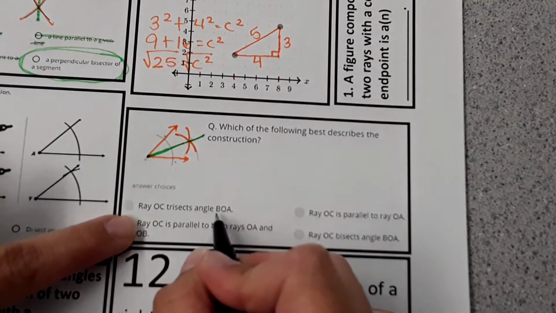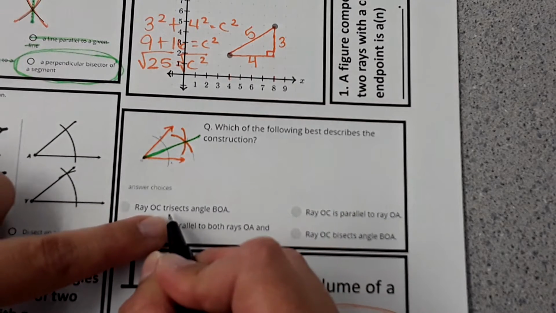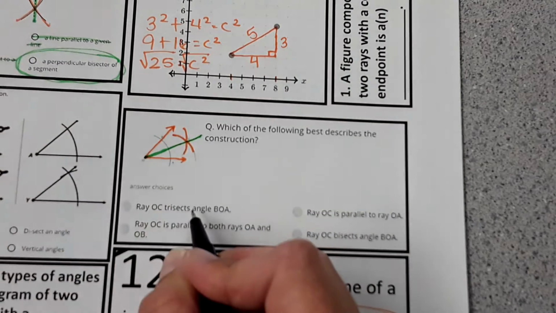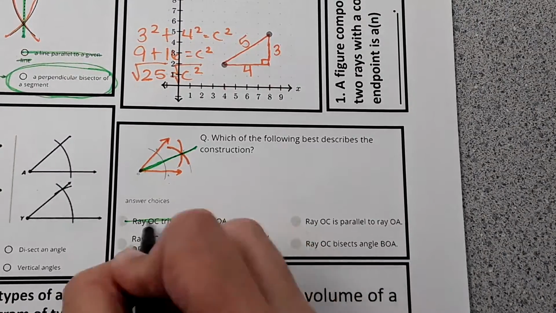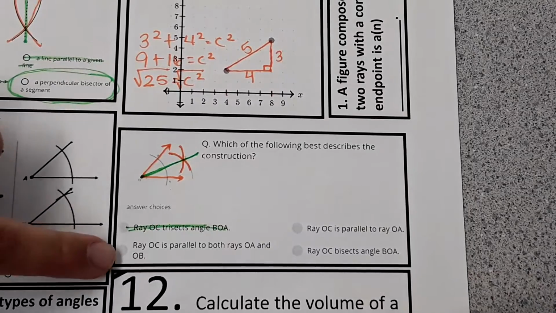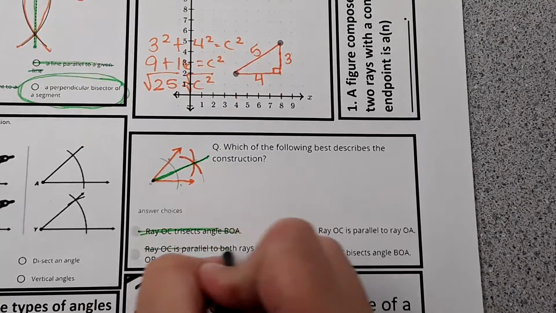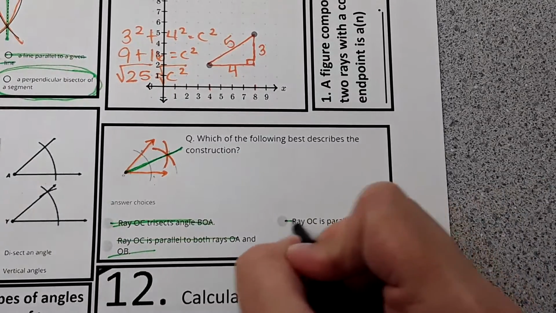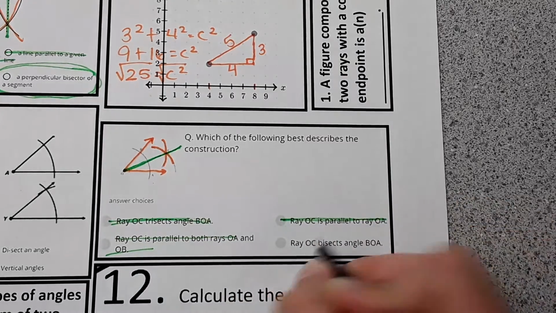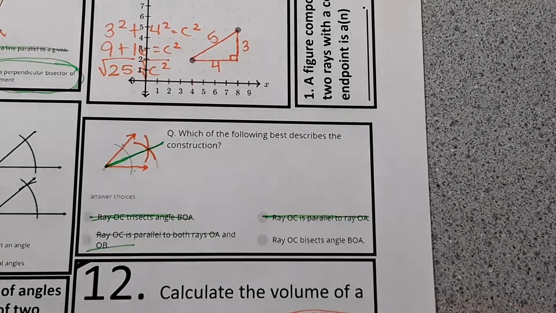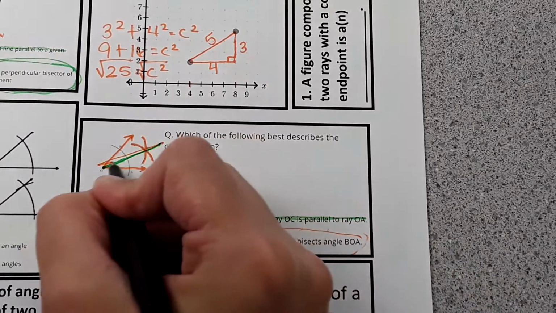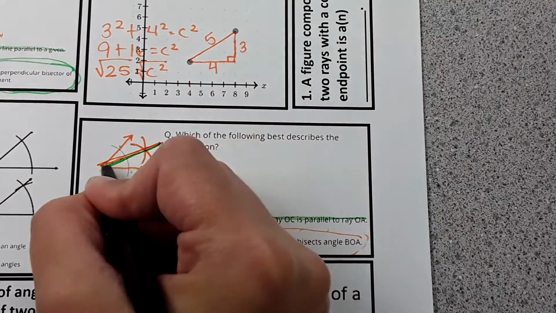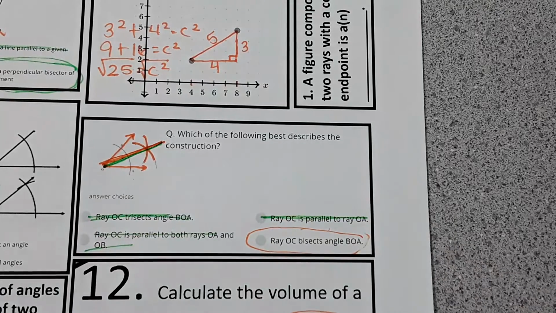Ray OC trisects angle BOA. We haven't learned the word trisect. If I was to guess what that word means, it means break in 3 parts, and that's not even what's happening here, so cross that out. Ray OC is parallel to both ray? No. Ray OC is parallel to ray OA? No. Ray OC bisects angle BOA? That is the correct answer. Ray OC, and no, I can't see the numbers or the letters, but Ray OC bisects that angle.